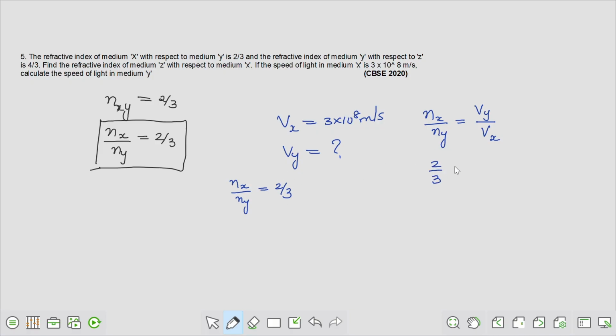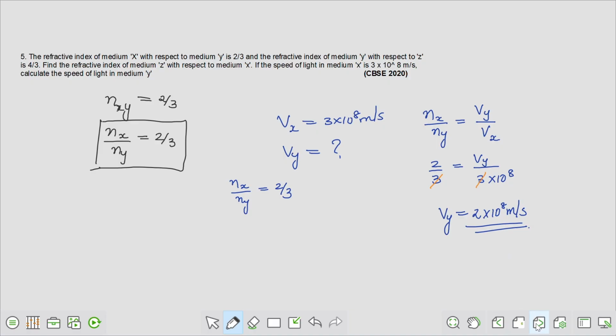Now VY we have to find. VX is given as 3 into 10 power 8. So you can just cancel out 3 and 3 and take 10 to the power 8 to this side. So what will be your final answer? VY is equal to 2 into 10 power 8 meter per second. So this is your VY. Hope you got the same answer.